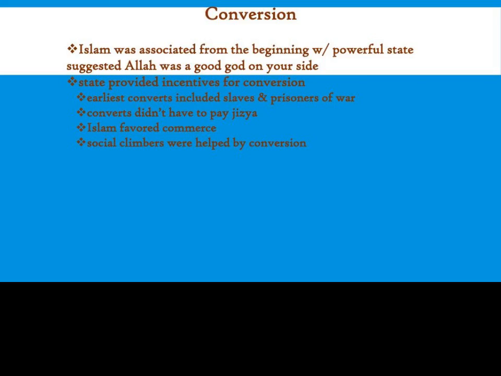And the slaves and the prisoners of war and the merchants that were early converts came from the ranks. And they may have been coerced into converting. But like we talked about, there were obvious economic reasons for converting: avoiding the jizya, that tax, and the connections that the merchants could make as part of the Islamic community.